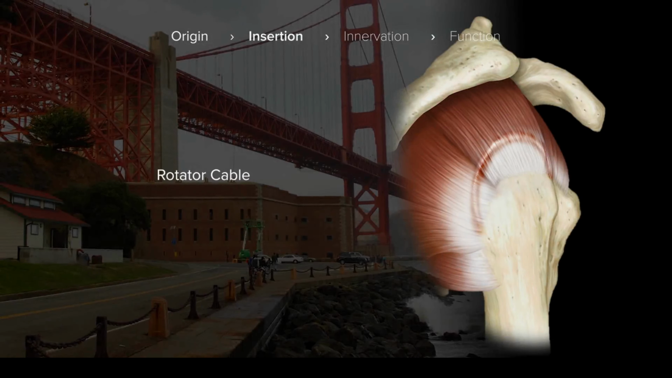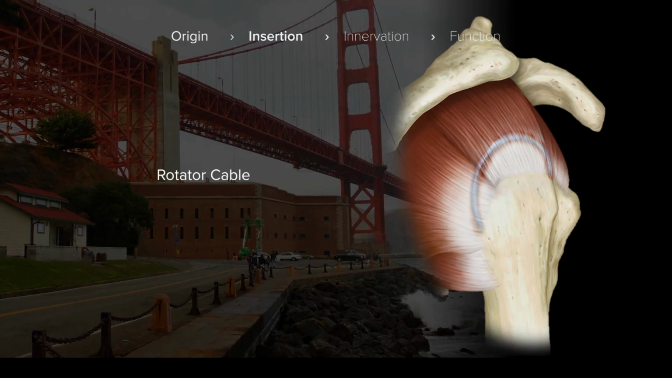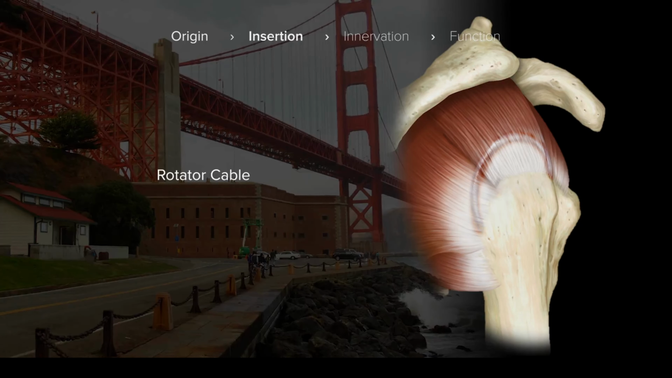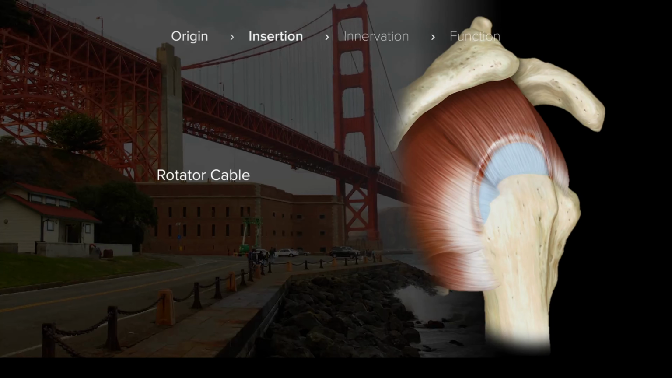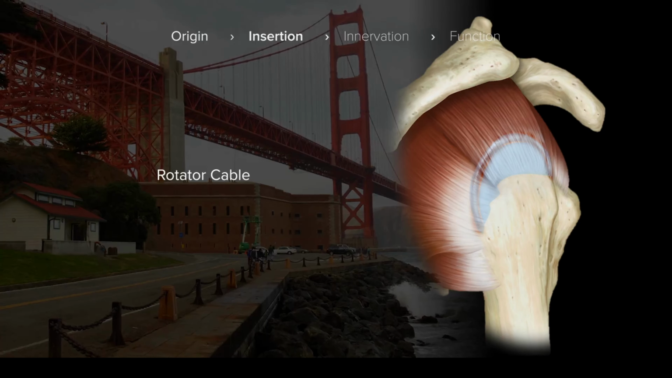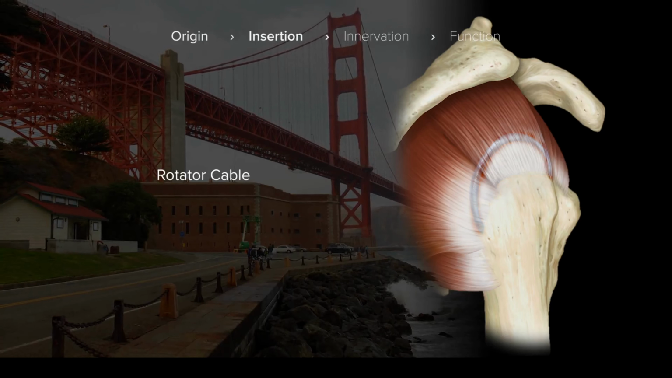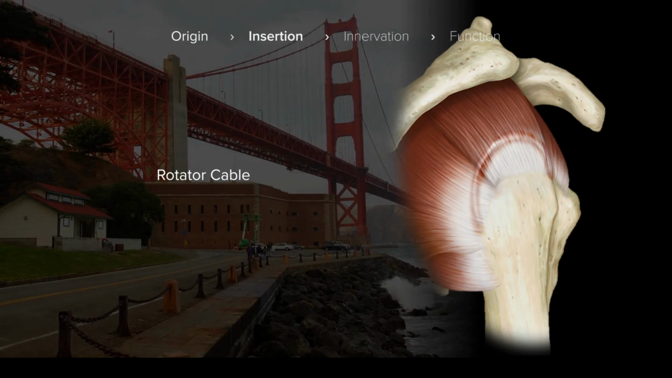The tendinous tissue of the attachments of the supraspinatus and infraspinatus thicken, extending from the biceps to the inferior margin of the infraspinatus, creating a stress shield for the crescent-shaped, poorly vascularized tendon that inserts on the greater tuberosity. This is known as the rotator cable, which has a similar function to the cable of a suspension bridge.